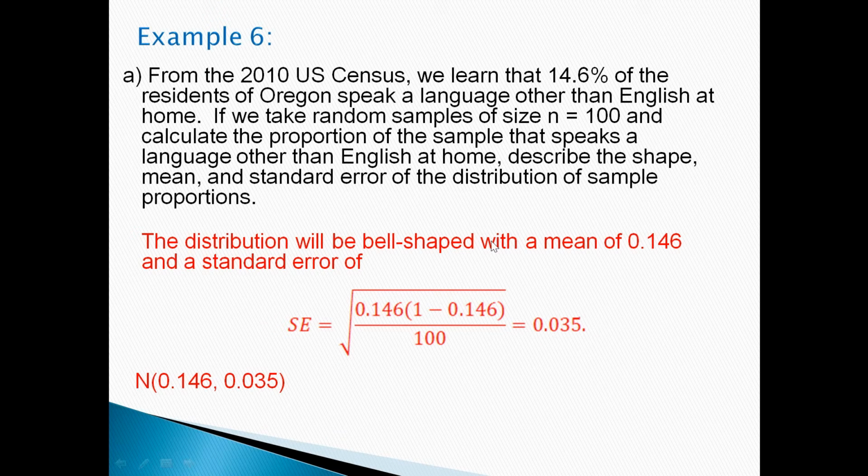So you can write this distribution in this sentence. What would the distribution look like? It will be a normal distribution with a mean of 0.146 and standard deviation of 0.035.